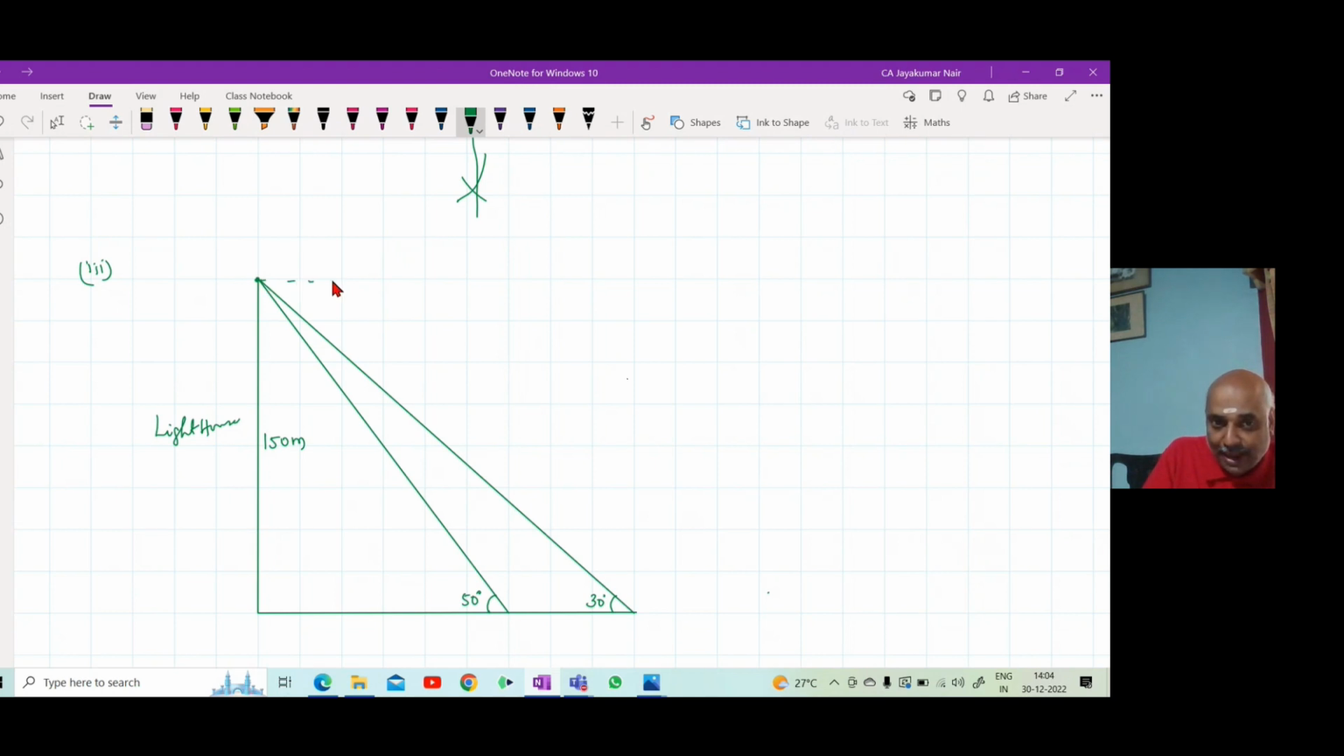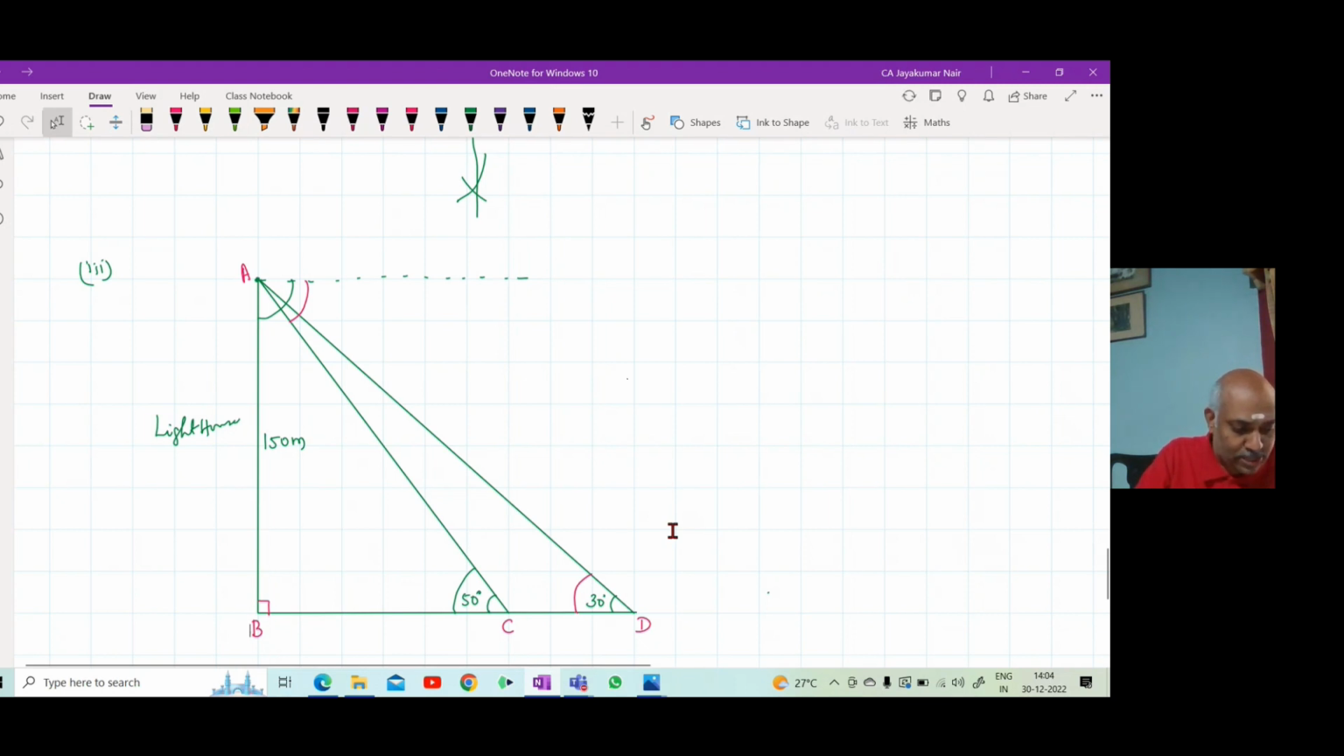Remember, the angle of elevation and the angle of depression will be the same. Depression means from the top, you're looking downwards. I told you this angle will be equal to this because it is interior alternate. And this angle will be equal to this, right? So the angle of elevation is equal to the angle of depression. So this is 50, this is 30. I'll name this as A, this is B, this is C, and this is D. This is 90 degrees.